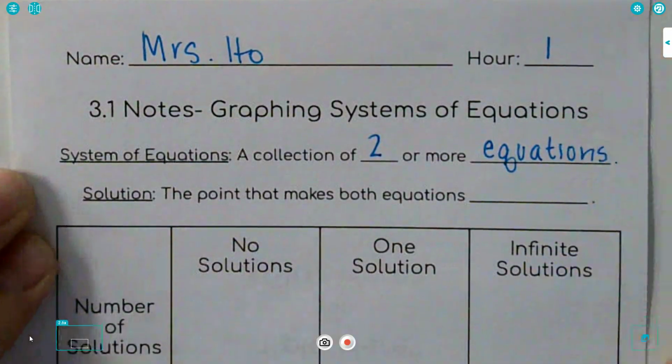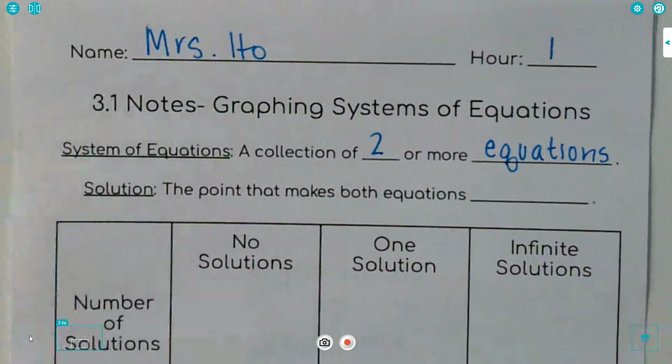Instead of just dealing with one equation to solve, like we did in Unit 1, or one equation to graph, like we did in Unit 2, now we are looking at two or more. In Algebra 1, we're really just looking at two, but in the future you might have 3, 4, 5, or 6, but really only 2 or 3 is the only practical use of this.